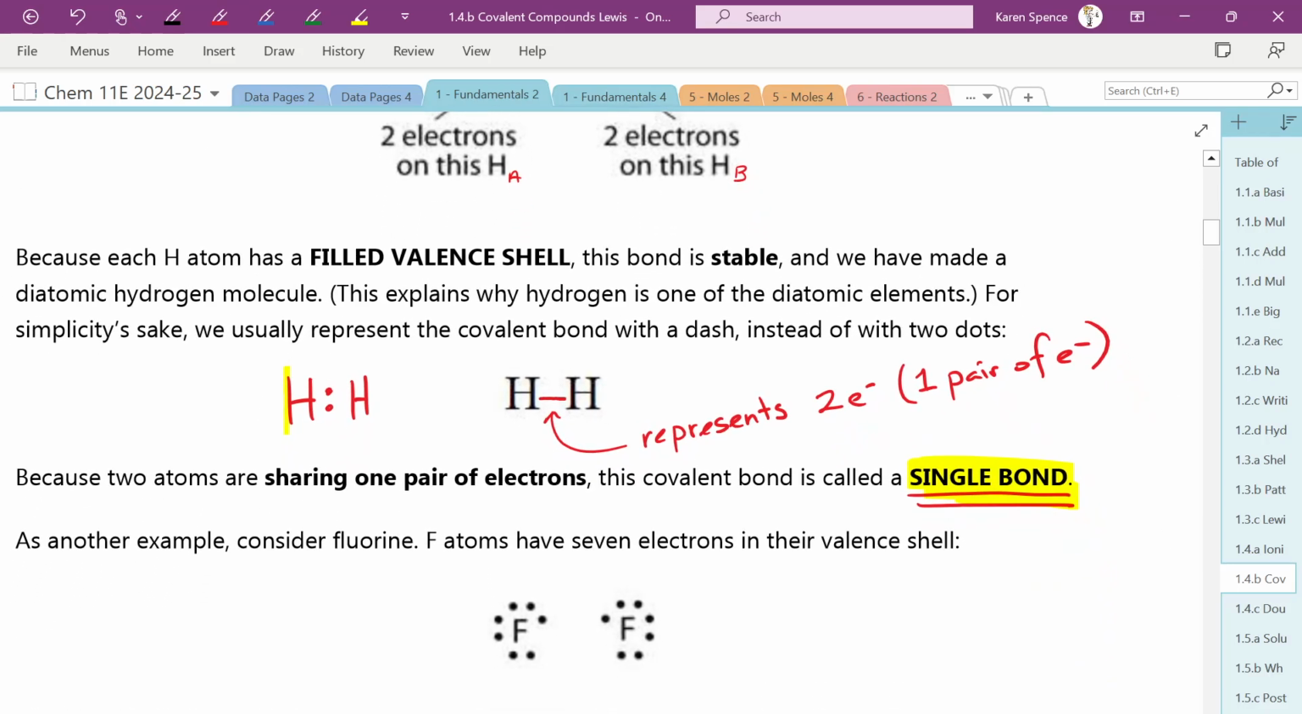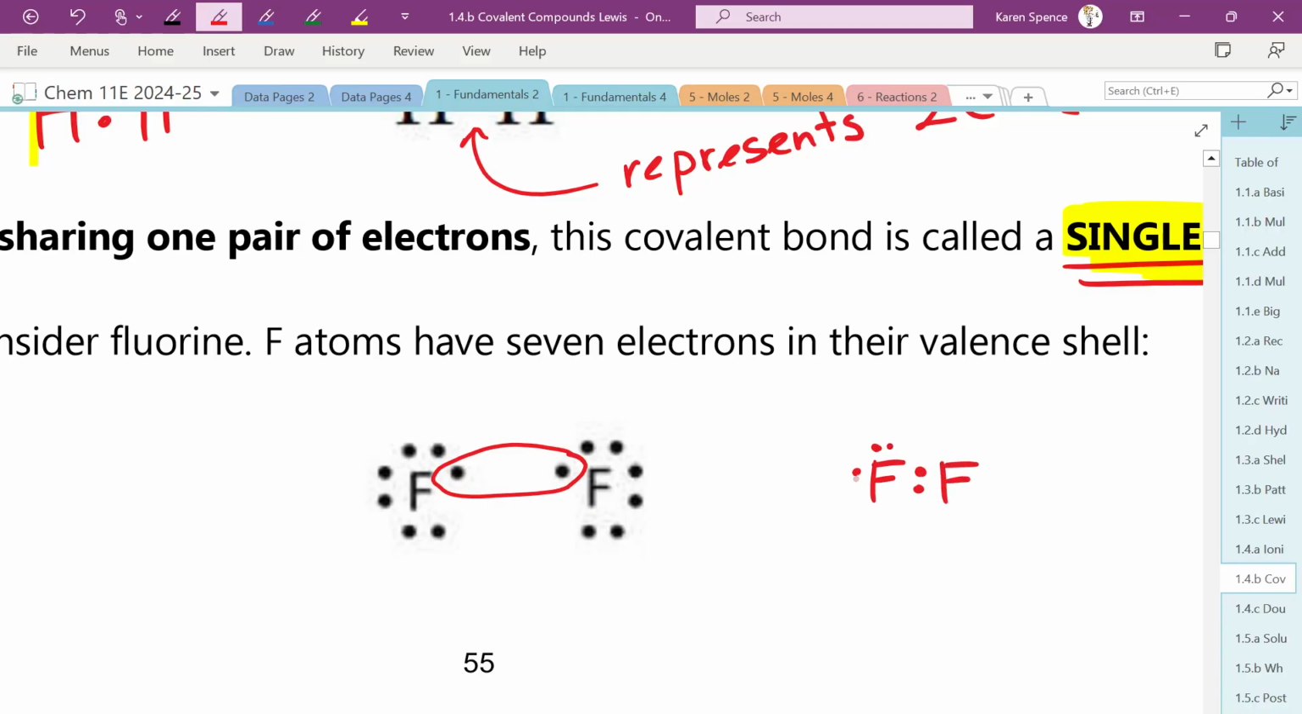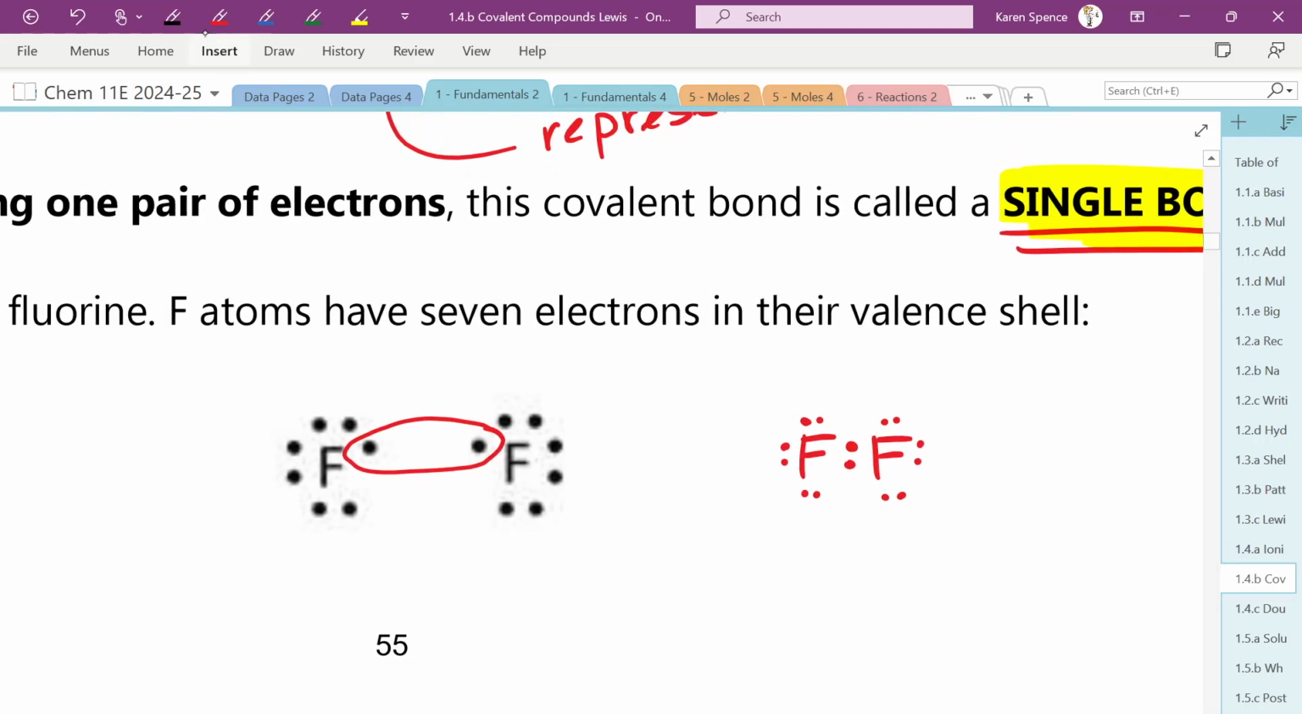Okay? Fluorine. Can you see how fluorine will form a molecule? How many electrons will fluorine share? 2 electrons. So we would then have, we could draw it this way, fluorine. Or how else could we draw it? We could draw a line.